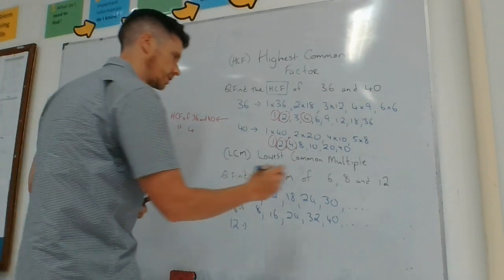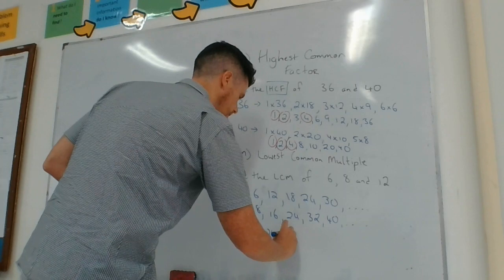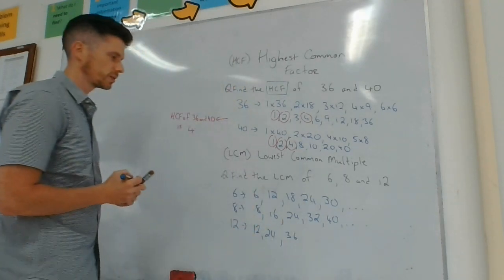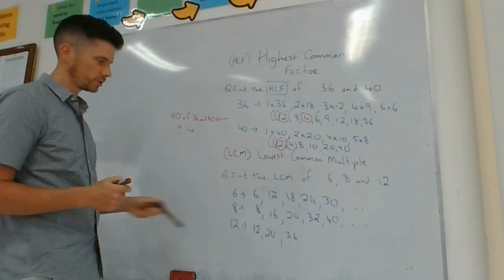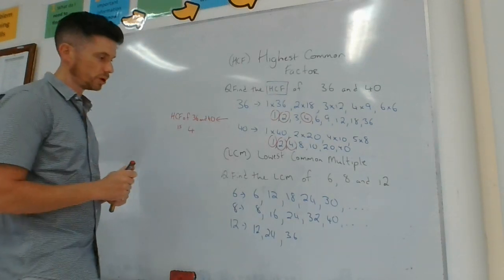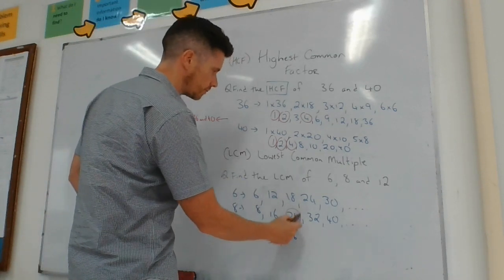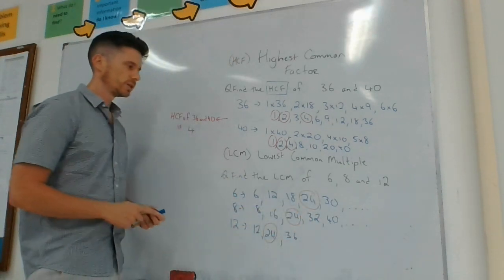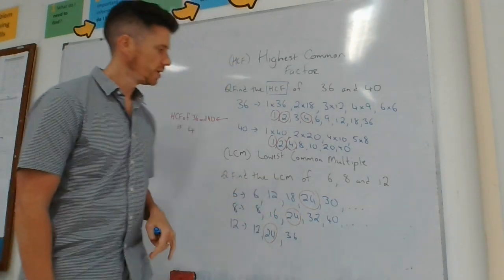Okay, so let's start. 12 times 1 is 12, 12 times 2 is 24. Now I've noticed something. 12 times 3 is 36. I'm stopping because I've already found the lowest number that's in common to all of them. Once I find it, I stop, unless they ask me to list more. Now I see 24 is here, 24 is here, 24 is here. So I notice that 24 is common to all 3.